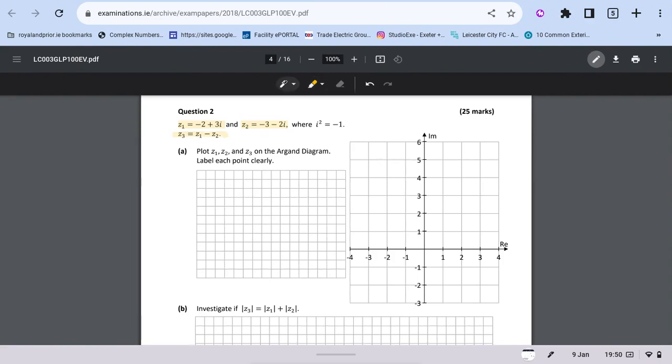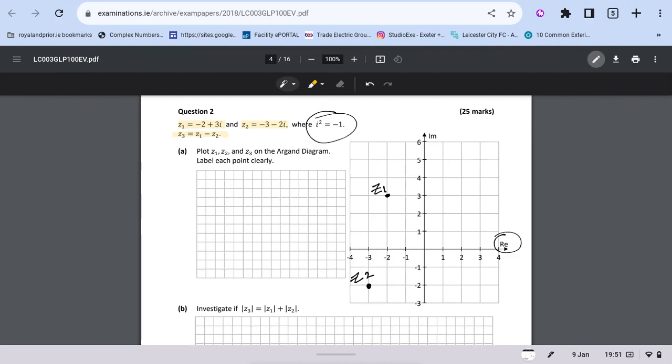And another point to take note of, i squared is equal to minus 1. So the first one, Z1 is minus 2 plus 3i. So minus 2 on the real axis, plus 3i up, dot, and then label. Z2 is minus 3 minus 2i. So minus 3 across, minus 2i down, dot, and label. And then for Z3, we're going to have to do a wee bit of work.